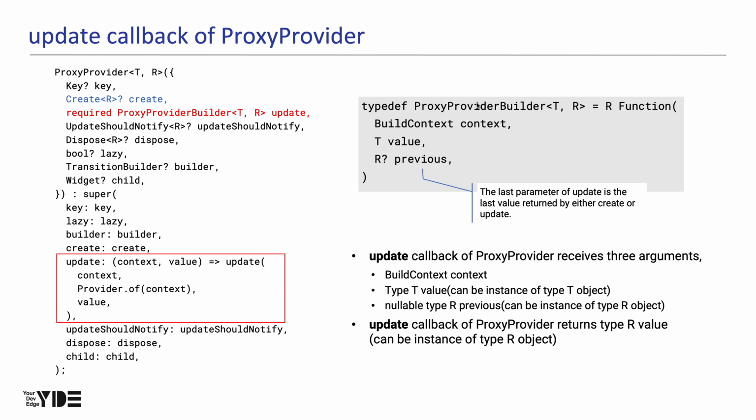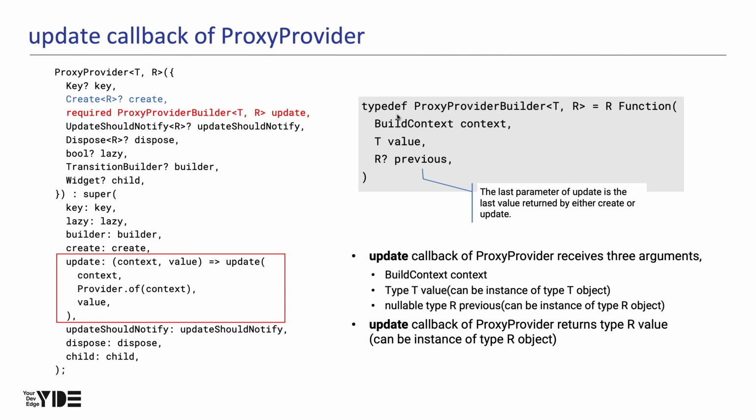We'll take a look at the update callback of ProxyProvider. If you look at the typedef of the update function, the update callback of ProxyProvider receives the build context, the value of type T, and the previous of nullable type R as arguments and returns the object of type R. Previous is the return value of the create or update callback. Update is required, whereas create can be null.